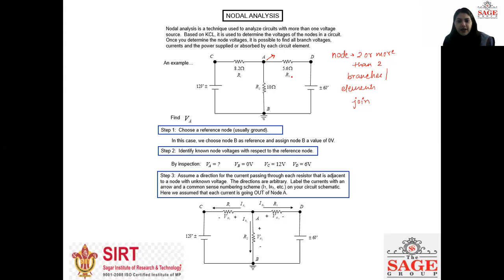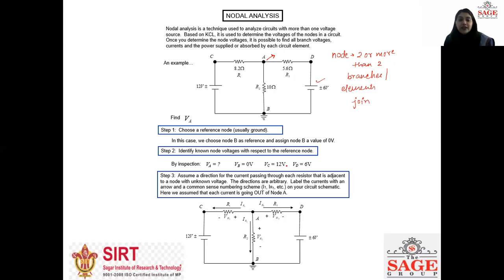So here we have how many nodes? If I talk about C, A, D, these are the nodes, and the reference node is B. What is the voltage at A? We have to find out VA, and for VB it is 0, for VC it is given plus 12 volt, and for VD it is given plus 6 volt.